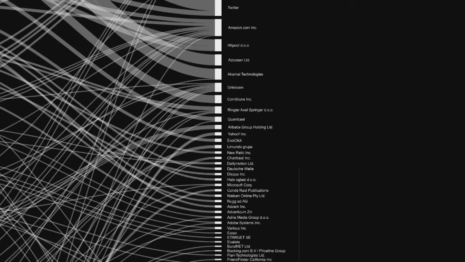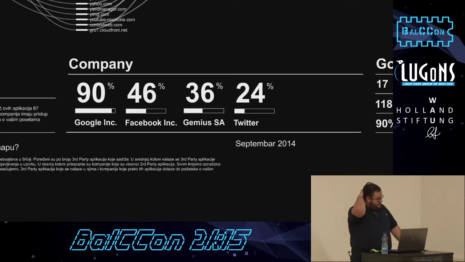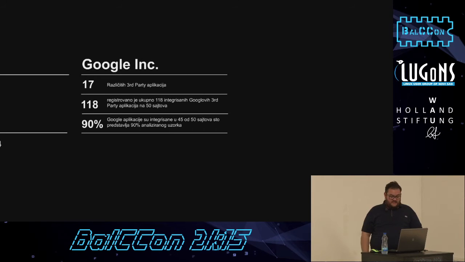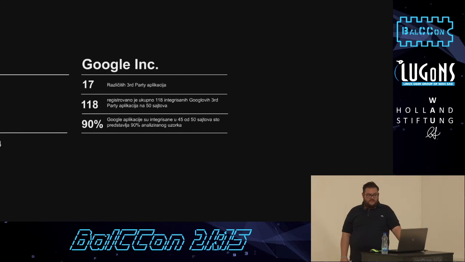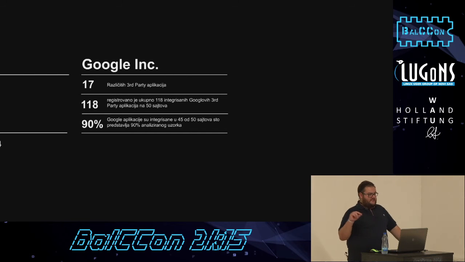Just again, and then the numbers decrease slightly. 90% of the websites have integrated at least one Google cookie, 46% integrate a Facebook cookie, 36% Genius, 24% Twitter, etc. Google owns 17 different third-party applications, or 17 different types of services that keep a cookie on your computer. The important thing to know is that the cookie is not on the internet, but on your own computer.